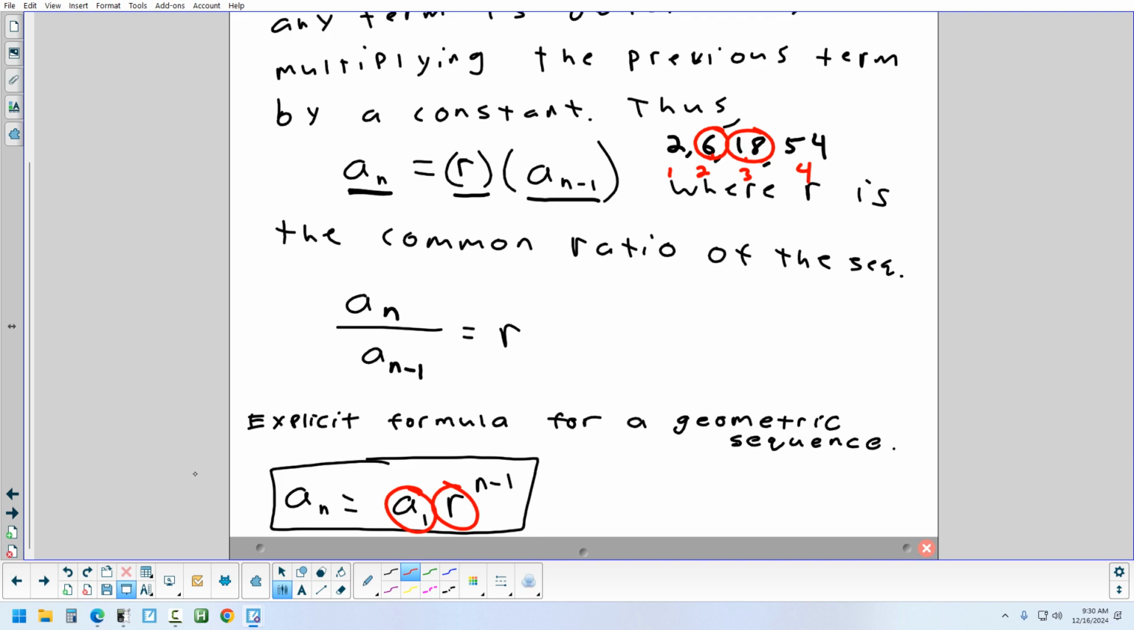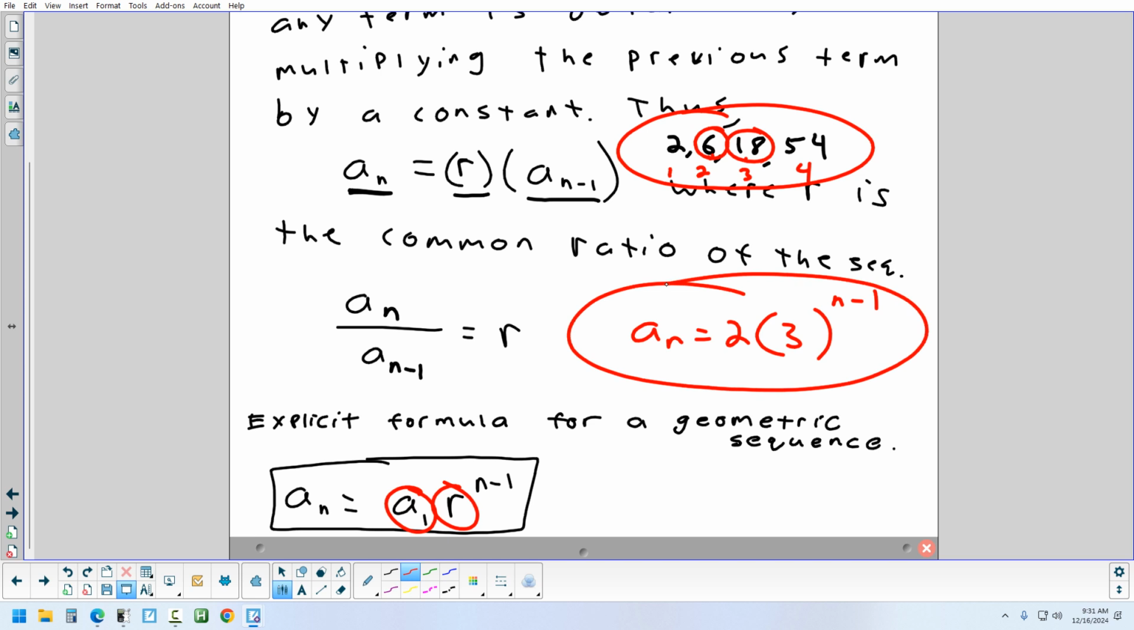So let's try it with the one up above. What's the first term in that sequence? 2. So we get 2 times... What's R? What are you multiplying by each time? 3. That should be the pattern for those numbers. Let's try it with the third term. If we plug in a 3, we should get 18. What's 3 minus 1? 2. What's 3 to the second power? 9. And what's 9 times 2? 18. Perfect.